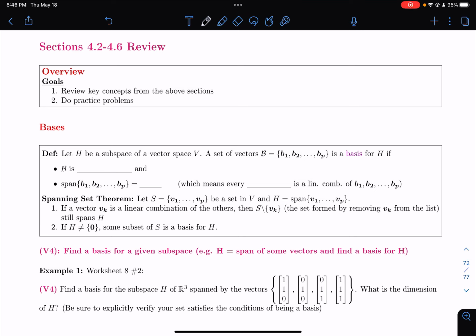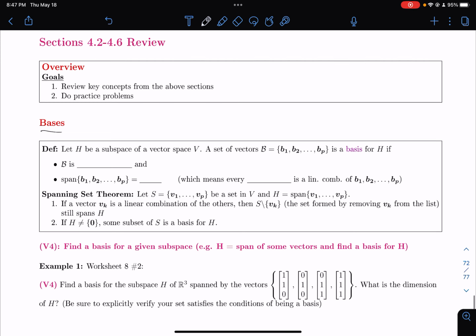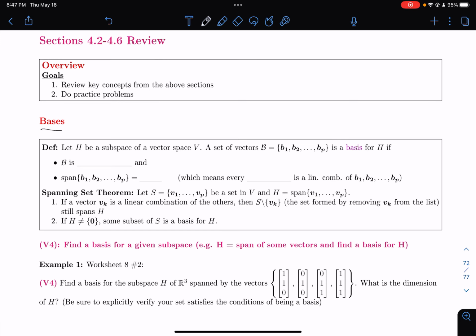In this video, we are going to start a review of sections 4.2 up to 4.6 in the text. So in this video, we are going to focus specifically on bases. All right, so recall our definition.